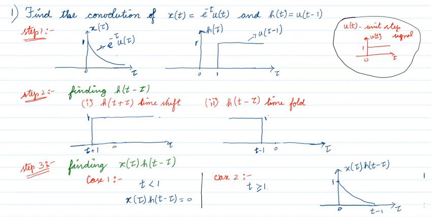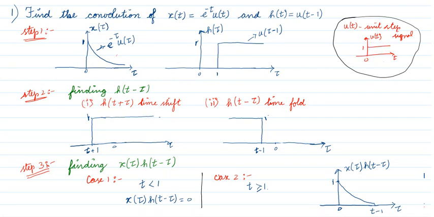Find the convolution of the signal x of t equals e power minus t u of t, and the impulse response h of t equals u of t minus 1. We know what u of t is. U of t is nothing but the unit step signal. What is a unit step signal? For positive values of time, its amplitude is 1. For negative values of time, it is 0. This signal is called the unit step signal.